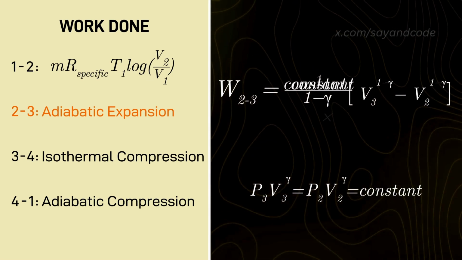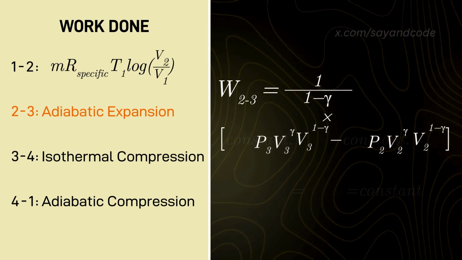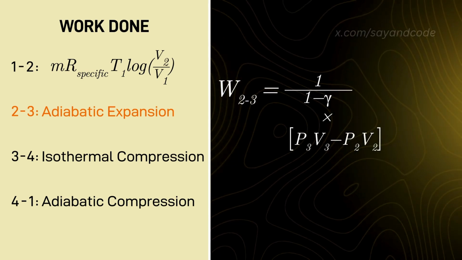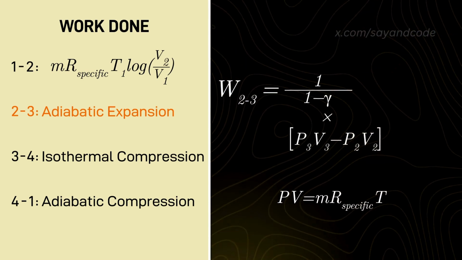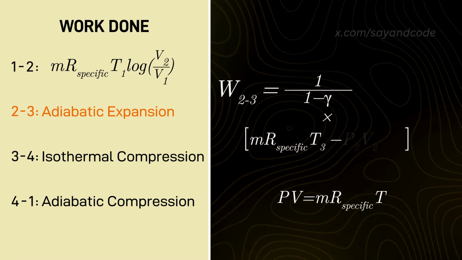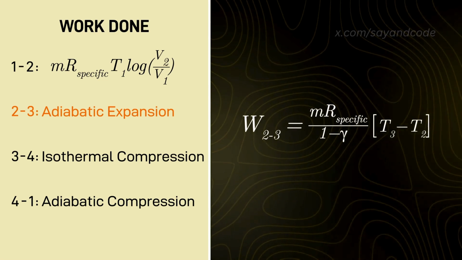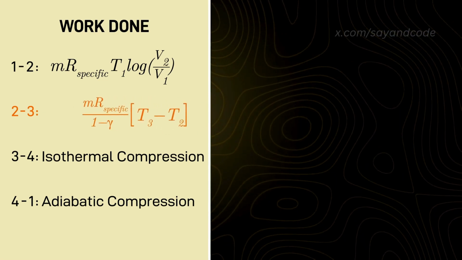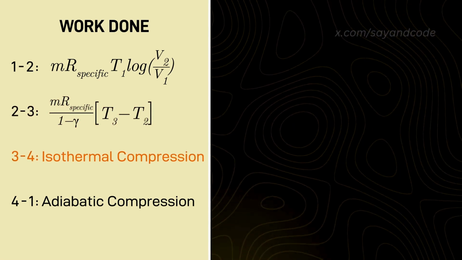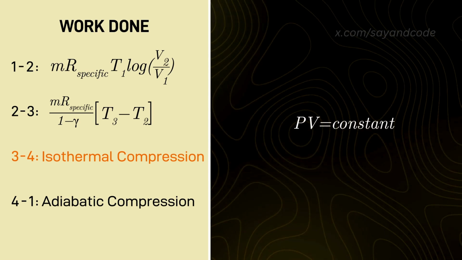And so, we can substitute this in the earlier equation, which gives us 1 by 1 minus gamma into P3 V3 minus P2 V2. Using the ideal gas law, we can rewrite the PV terms as MR specific T3 and MR specific T2. And so the work done in process 2 to 3 is MR specific by 1 minus gamma into T3 minus T2. Process 3 to 4 is isothermal compression, so the equation is PV is equal to constant.